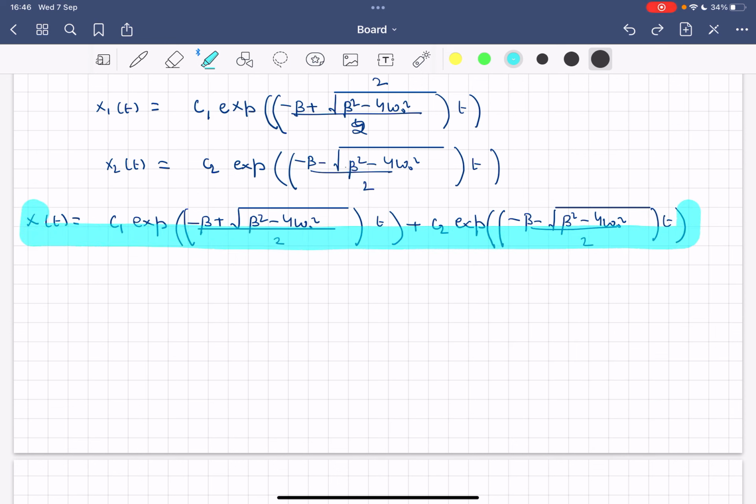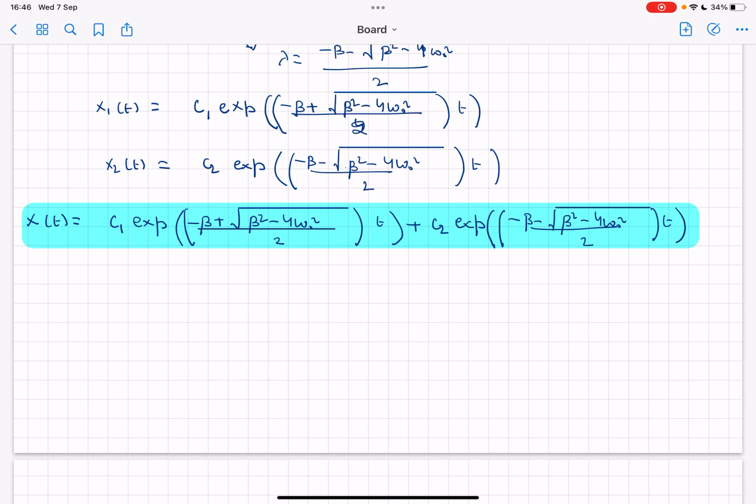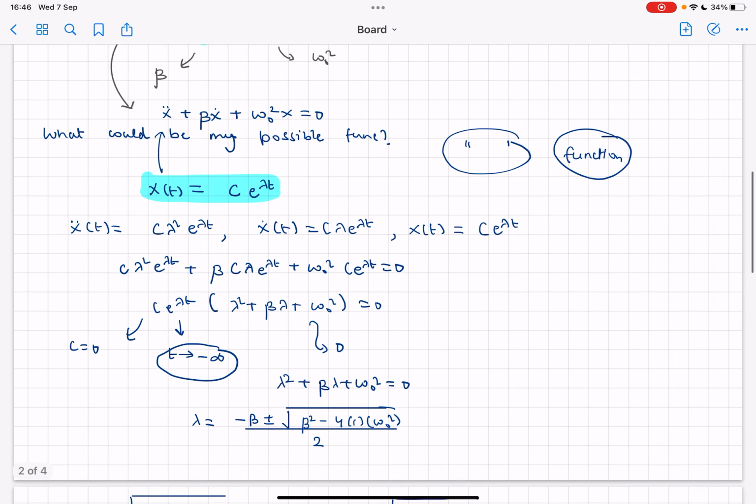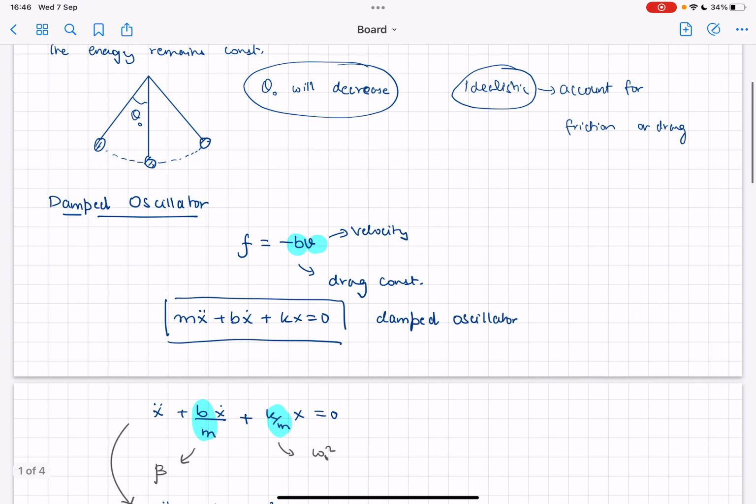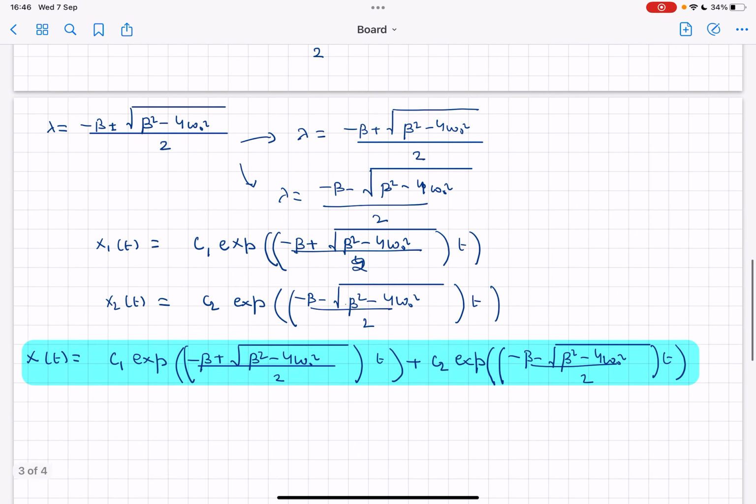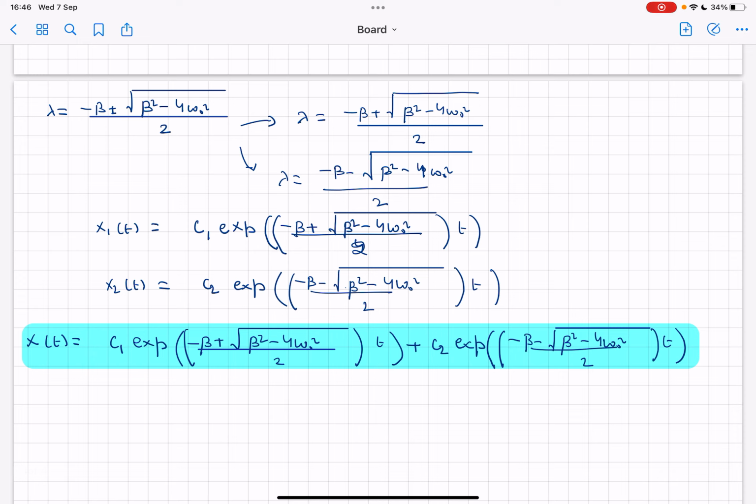Just a second, I hope it works. So this is the solution to the differential equation. By putting in the appropriate values of t, you can now get the solution. You can get the position at different times.